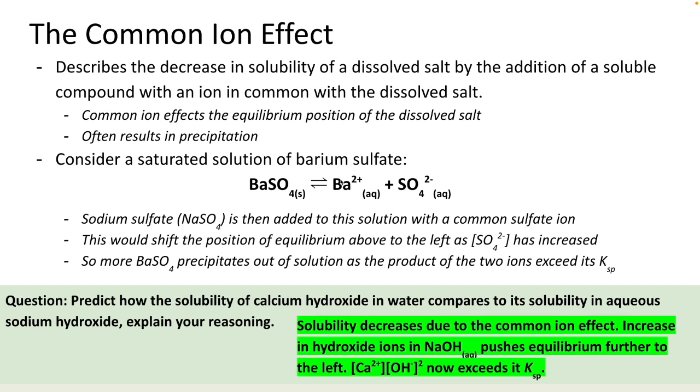Solubility decreases due to the common ion effect. The increase in the hydroxide ions from the sodium hydroxide pushes the equilibrium further to the left. We can also think in terms of the solubility product. The product of our two ions now exceeds the solubility product because we've increased that value for hydroxide. So that number is of course going to be larger.